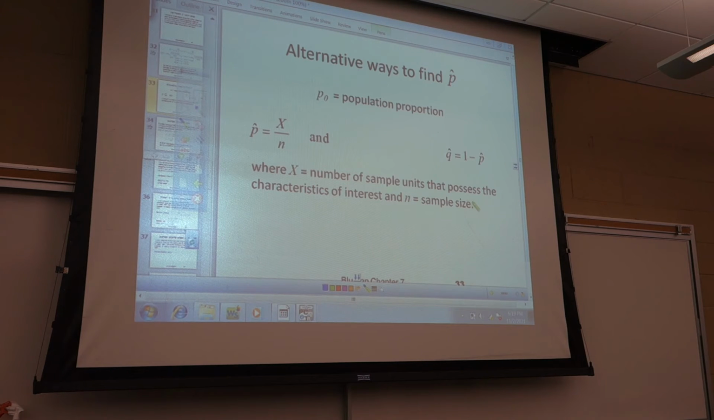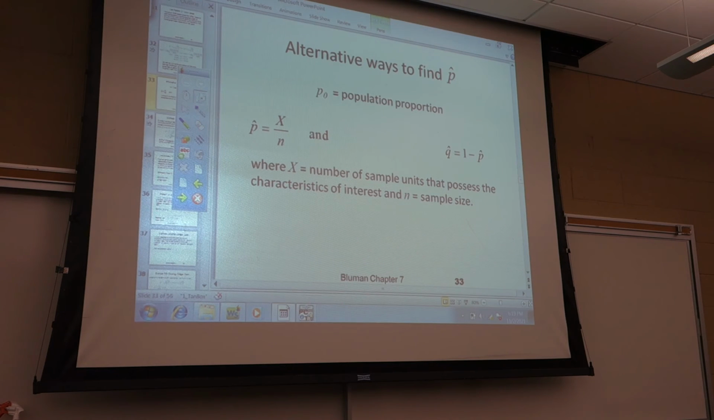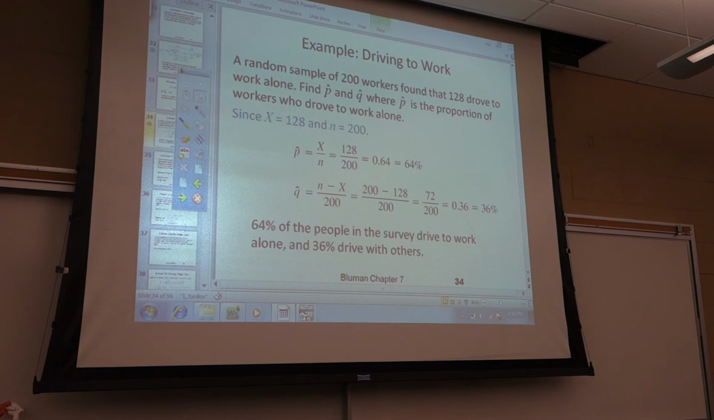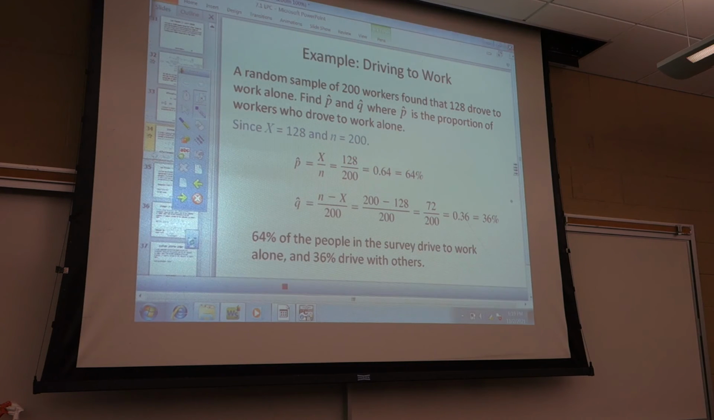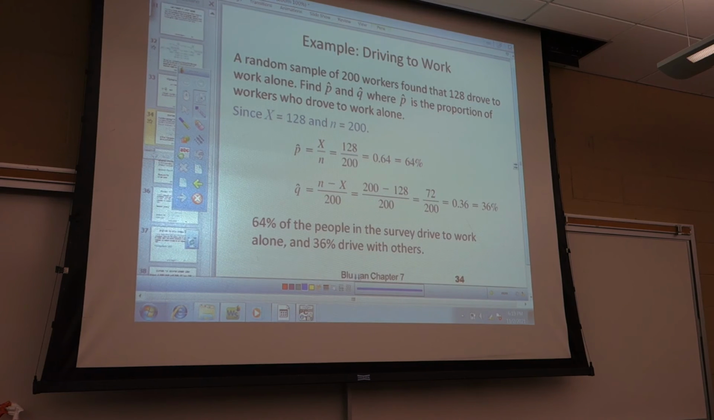And again, q hat is 1 minus p hat. All right, here's an example. How about Omar? Have you read it today? Oh, yeah. Sorry. Francois, read. A random sample of 200 workers found that 128 drove to work alone. Find p hat and q hat, where p hat is the probability of workers who drove to work alone.